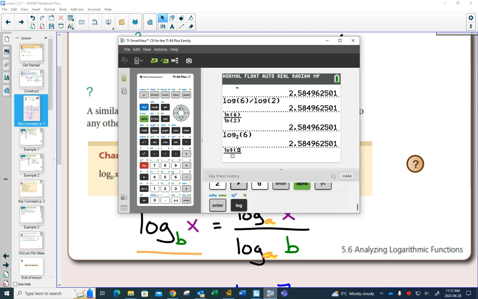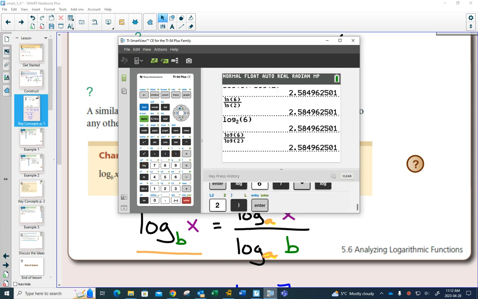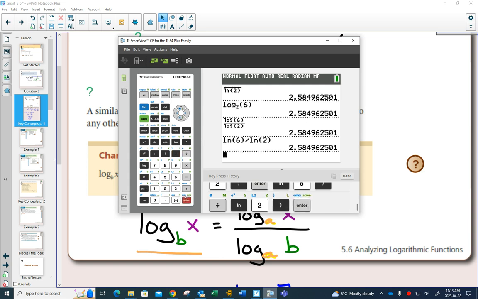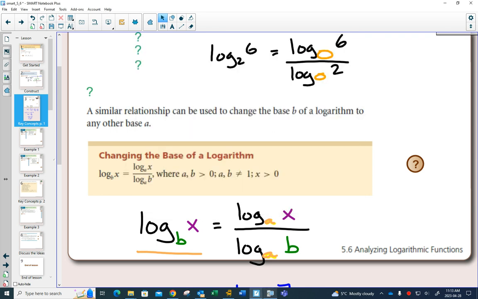But if I do log of 6 divided by log of 2, I get exactly the same answer. Or if I do natural log of 6 divided by natural log of 2, I get the exact same answer. So this change of base theorem is really handy if you want a quicker way to type a value into your calculator. Or if you have a calculator, like a regular scientific calculator, that doesn't have the different bases available.